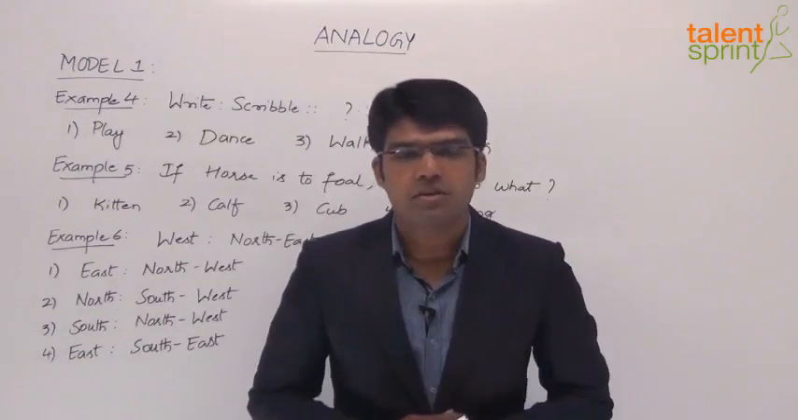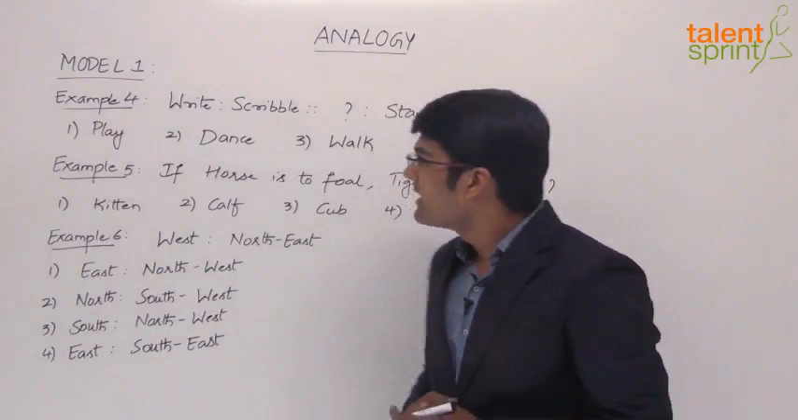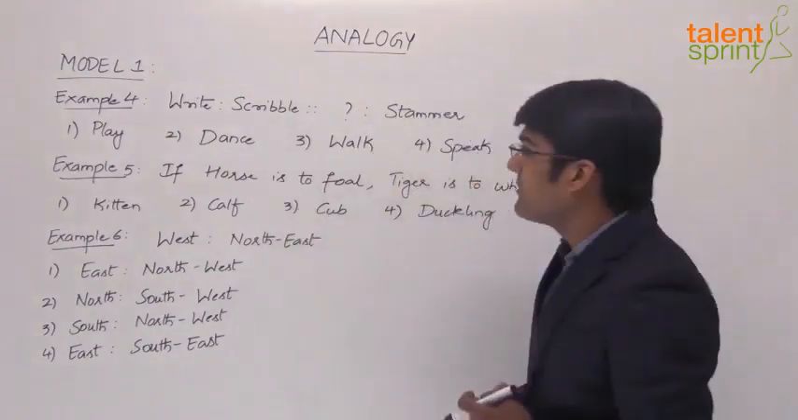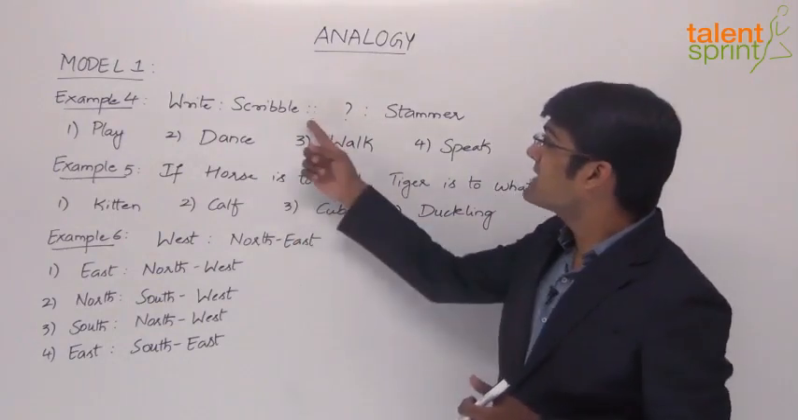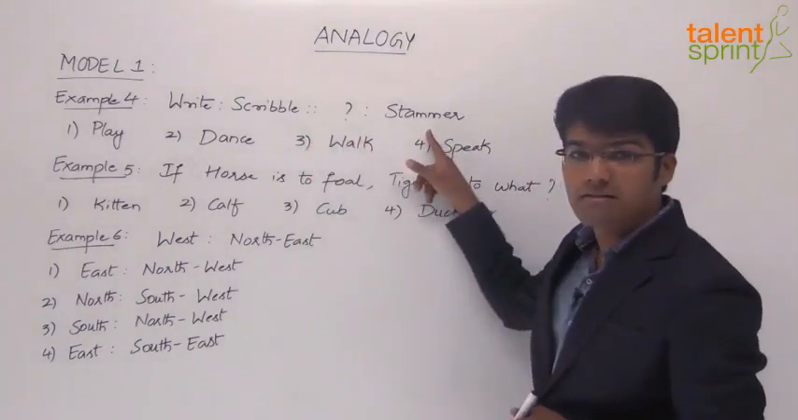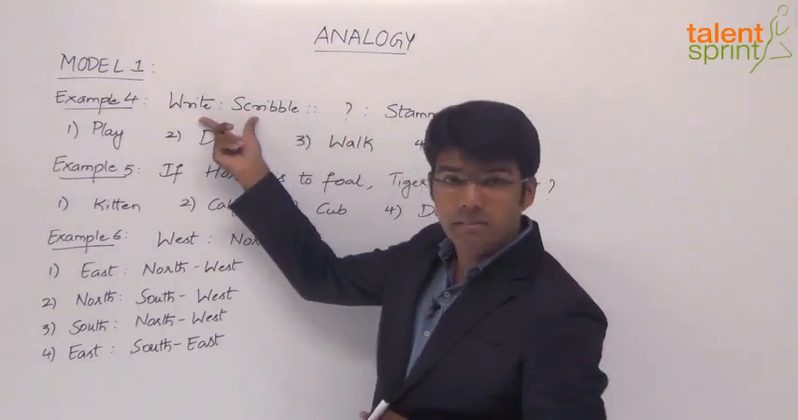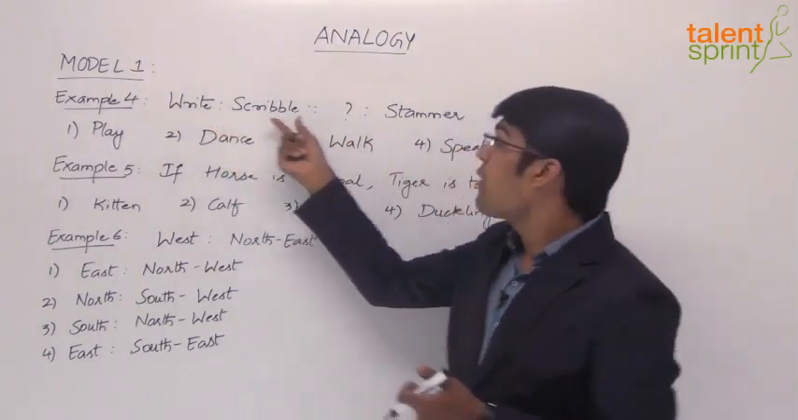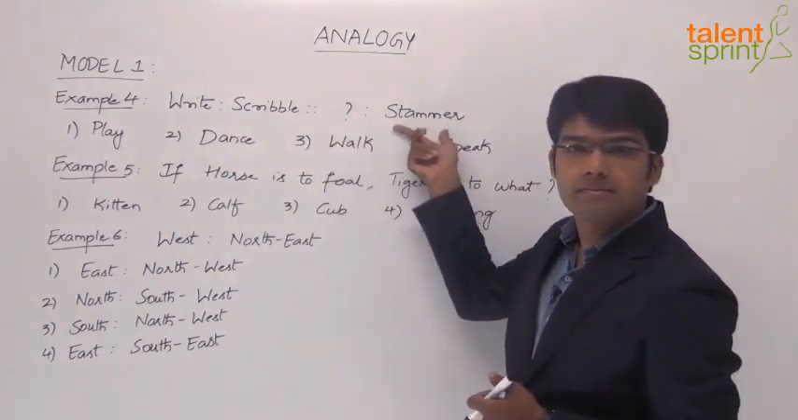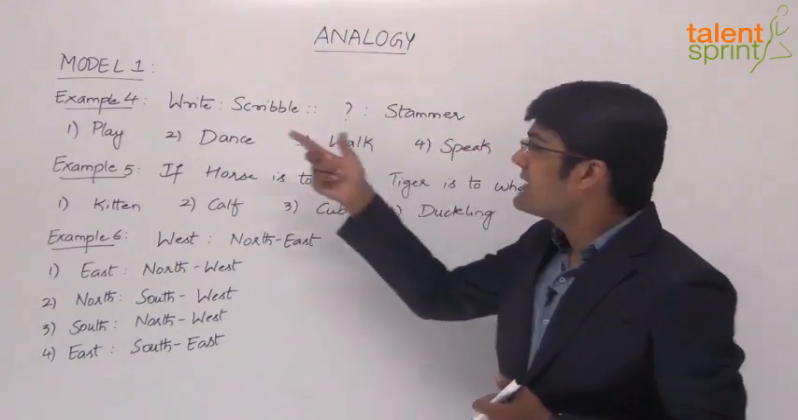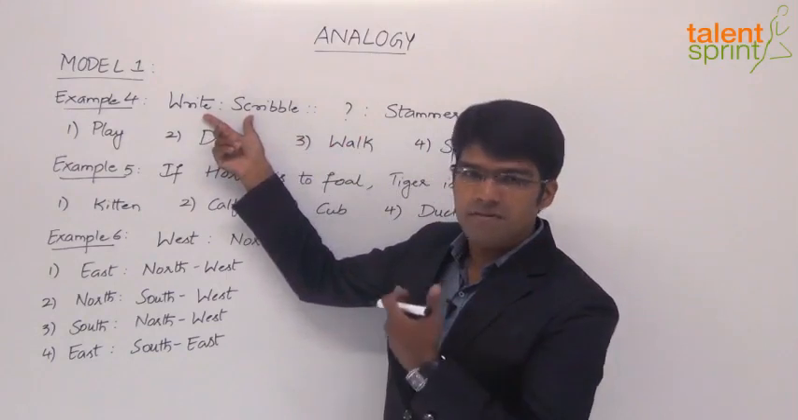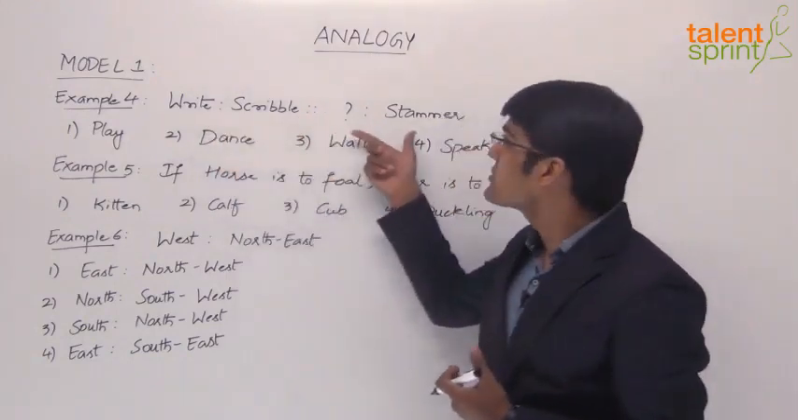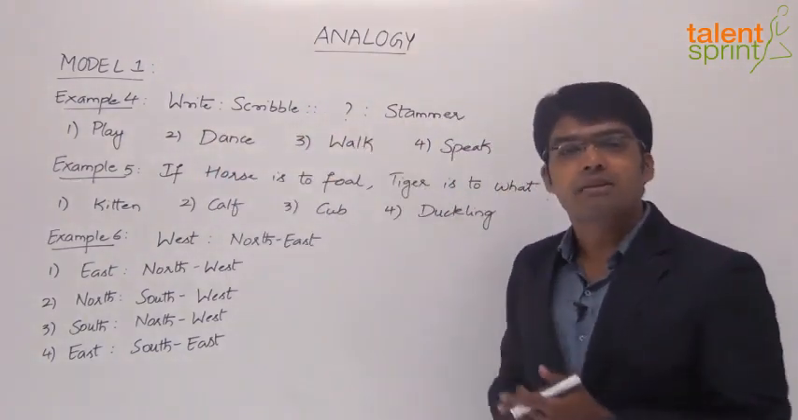Let us now take a few more examples from model 1. The next example, example 4 here, is: write is to scribble, in the same way as what is to stammer? So if write is related to scribble, then in a similar way, what is related to stammer? Now we know that there is a logical relationship between these two words. We have to identify that relationship with the help of a sentence, and the same sentence has to be applied in the second pair to find out the answer.